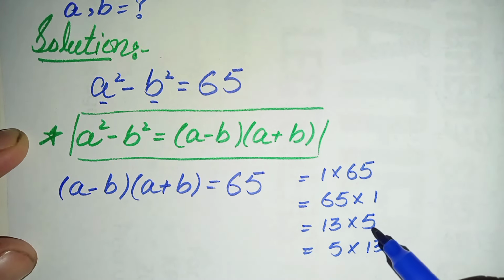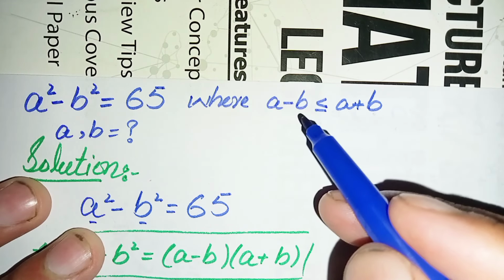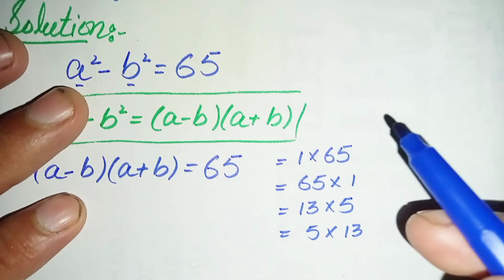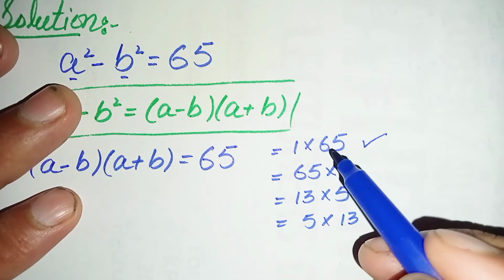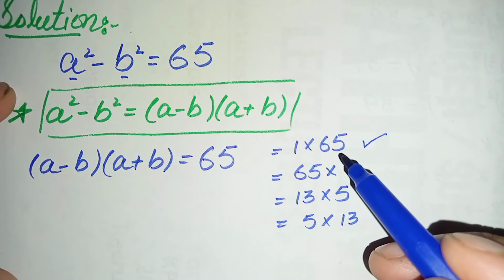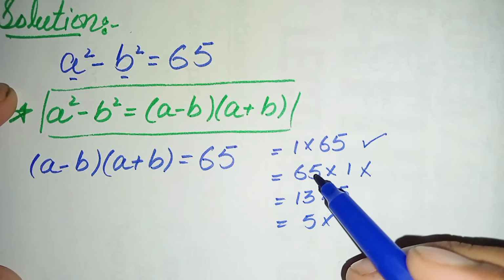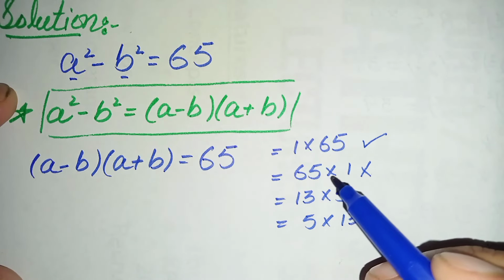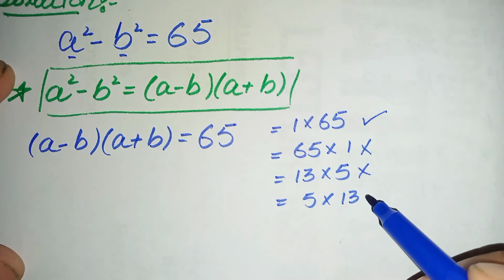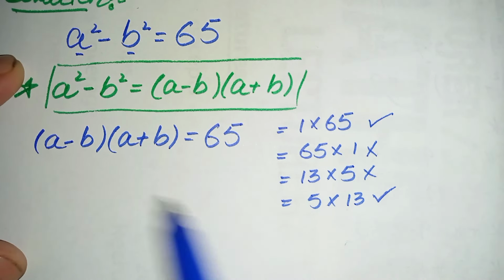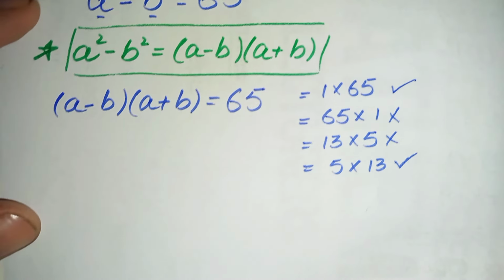Now from here we will take only those pairs of numbers which follow the condition given in the question, where a minus b is less than a plus b. So look at the first pair, this can follow it, because if we take a minus b is equal to 1 and a plus b is equal to 65, the condition is true. This pair cannot follow, because if we take a minus b as this number and a plus b as this number, it cannot follow the above condition. The last pair can follow the above condition. So here we will compare these two expressions with these two pairs of numbers. So here we have two possible conditions.